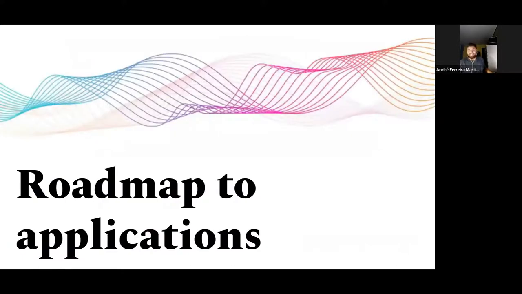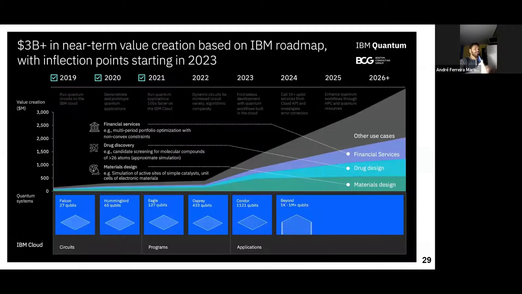Okay, just to finish, let me tell you a little bit about the roadmap to applications. We are in the early stages, okay? We still cannot have all this impact, but we expect this impact to come, and to come fast. So here is, again, a roadmap for impact from IBM. As you can see here, drug design is one of the early expected applications by 2023, in which we will reach the 1,000 qubits barrier landmark. We will be able to have some quite impactful results, as expected by IBM.